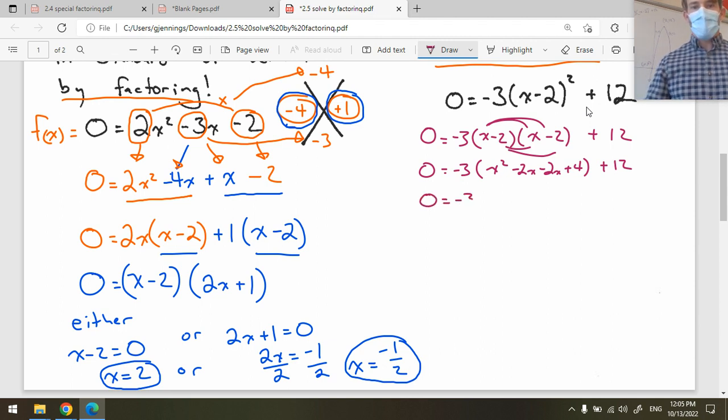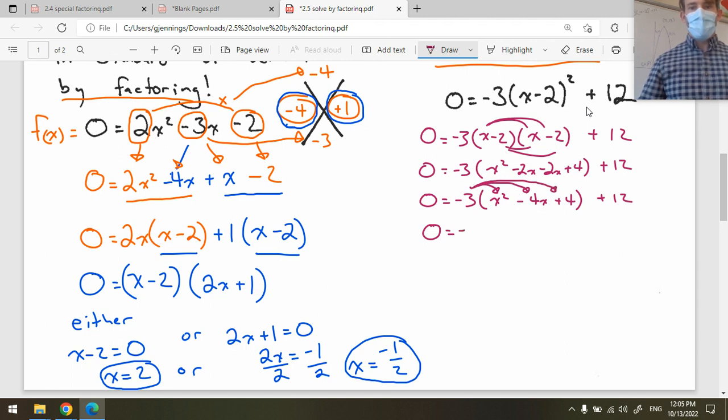So 0 is equal to negative 3 times (x squared minus 4x plus 4) plus 12. Now let's expand this negative 3 in. We're going to do the multiplication next before we do this addition. So negative 3 times x squared, negative 3 times negative 4x, and negative 3 times 4. So we'd have negative 3x squared minus 12x minus 12 plus 12. Those 12s are going to cancel out and become nothing. Last thing we do is that addition. Negative 3x squared minus 12x.